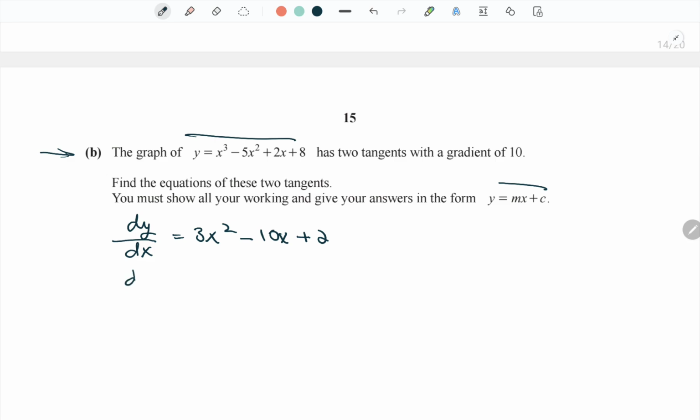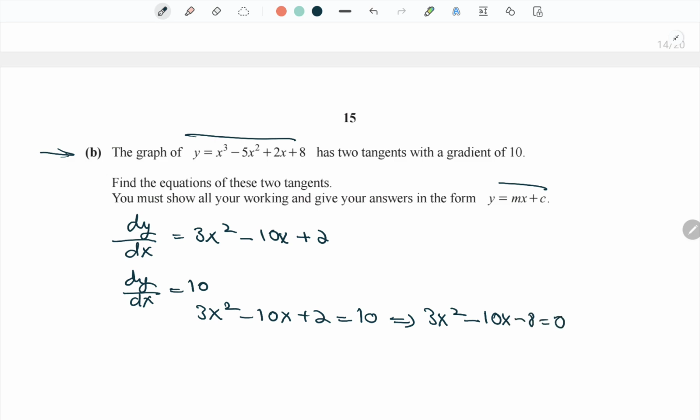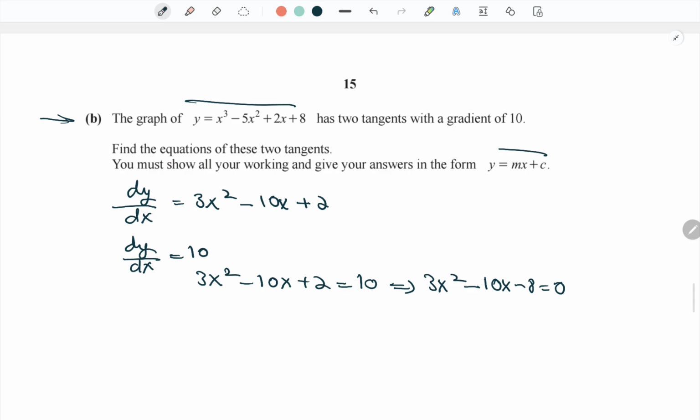Now we set dy over dx equal to 10. So the equation becomes 3x square negative 10x plus 2 equals 10. Okay. Now we move 10 from the left hand side, so it subtracts from 2. So we get 3x square negative 10x and negative 8 equals 0. At this point we take the factors. So the factors we have are 3x plus 2 and x minus 4.